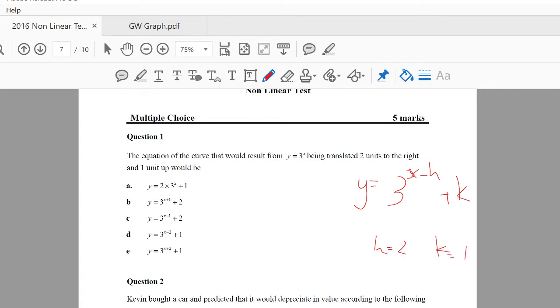So what would the new rule be? It will be y equals 3 to the power of x minus 2 plus my new k number. Because it's been shifted 1 unit up, my k will be 1, so it goes up to 1, and therefore my answer will be D. Question 2.